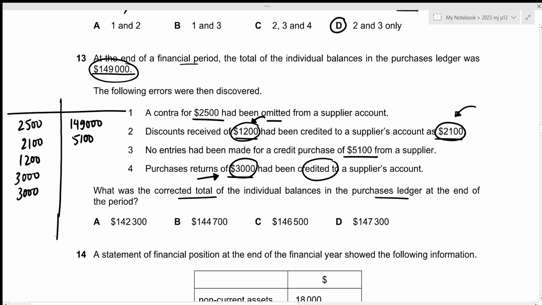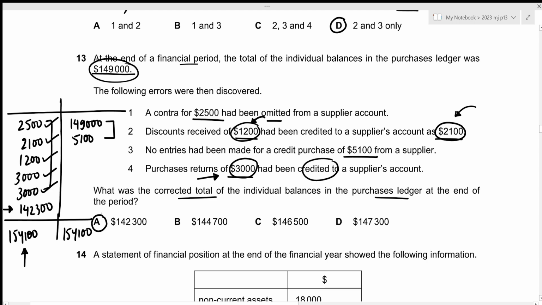Alright, now we can figure out our correct balance. For that, we first need to figure out our total from the credit side. That's 149,000 plus 5,100, which results in 154,100. Now, in order to figure out the balancing figure, we just need to subtract all of these from the total. In this case, that's 154,100 minus 2,500 minus 2,100 minus 1,200 minus 3,000 minus 3,000, which results in 142,300. That is given in option A.